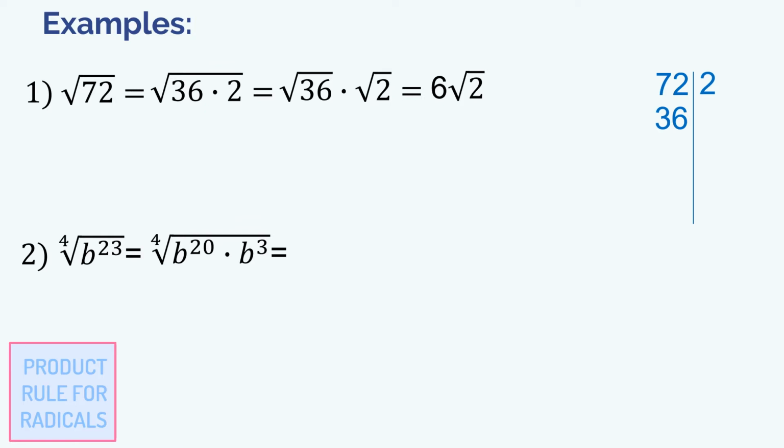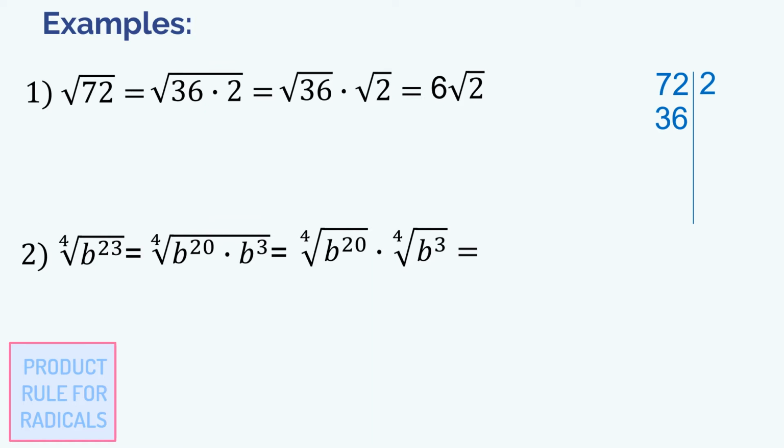Remember that there is a product property for exponents: when they have the same base, we copy the base and add the exponents. So b to the 20 times b to the third power is the same as what we had at the beginning, b to the 23rd power. Now that I have a product inside of the radical, I can break it down using the property as the following: the fourth root of b to the 20 times the fourth root of b to the third power.